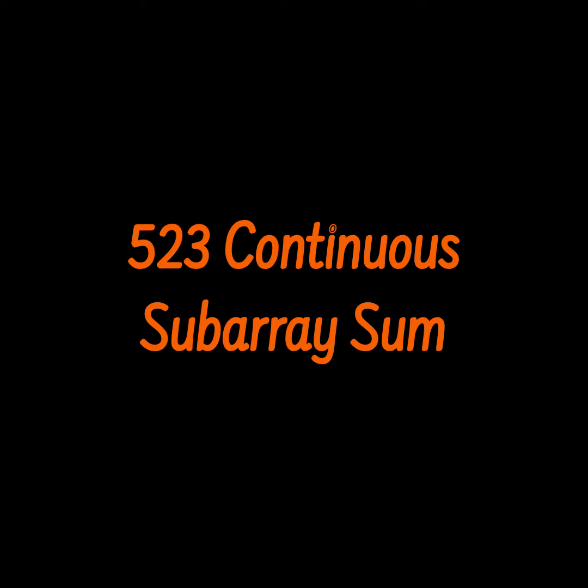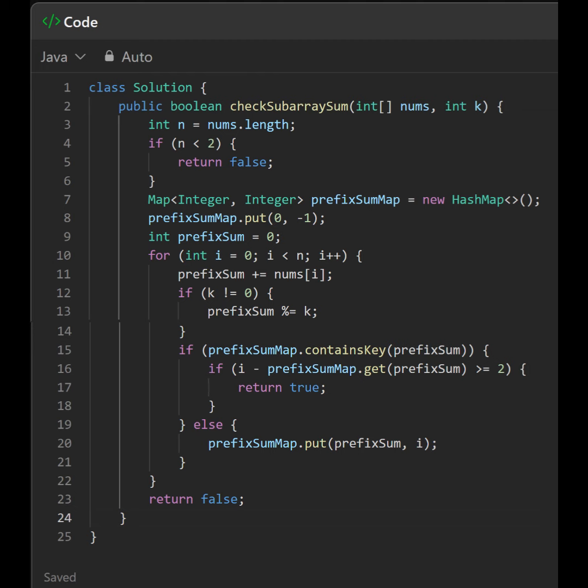523 Continuous Subarray Sum. This Java code checks if there exists a subarray of at least two elements in the given array nums whose sum is a multiple of k. It uses a hashmap to store the remainders of the prefix sums modulo k and their indices to efficiently find such a subarray. If such a subarray is found, it returns true.